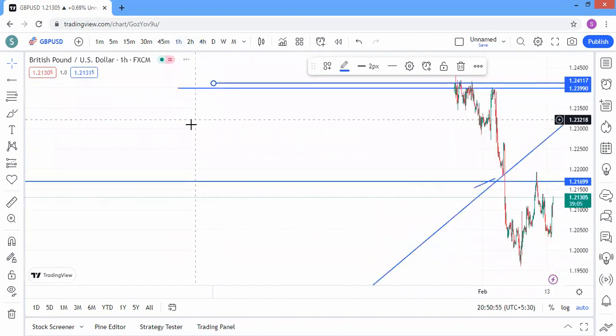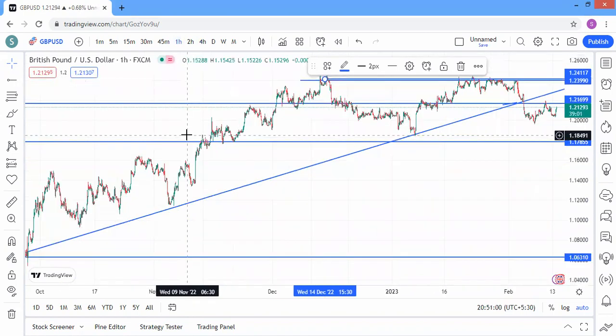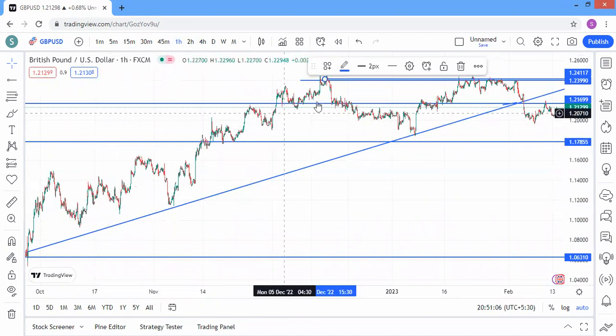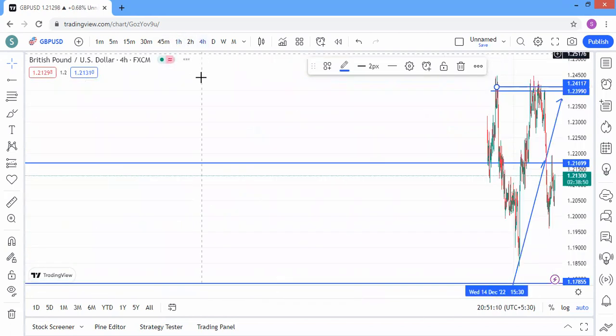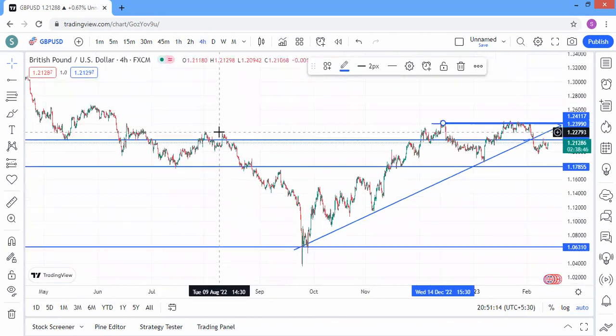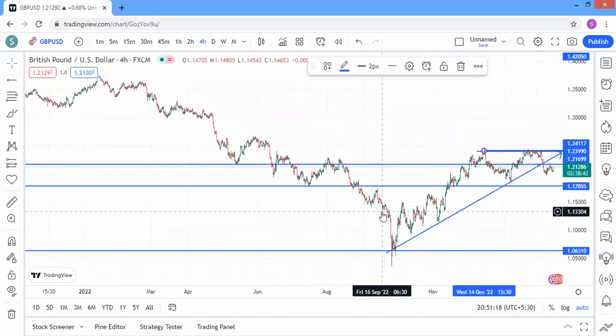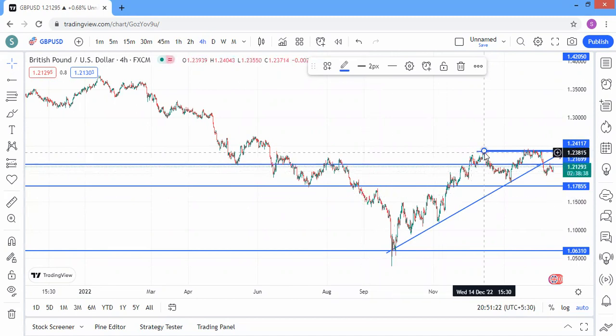So let's go to H1. Let's try to see H1. The same things, okay? Look at all these zones. But it's very clear in the H4 time frame. It's really very clear because you are able to identify the type of pattern that you can see here, guys, okay?